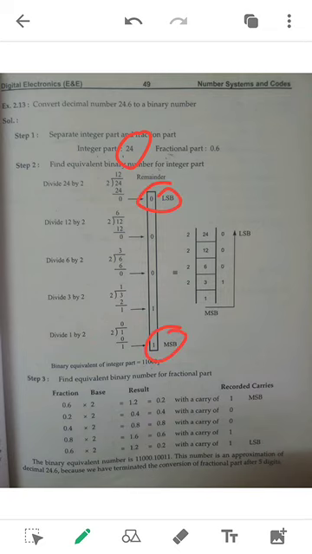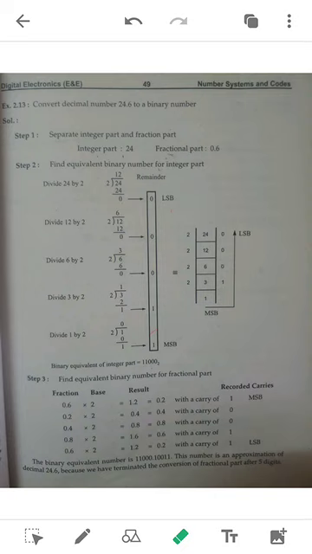So after this method, we are getting 1, 1, 0, 0, 0. Here you can see 1, 1, 0, 0, 0, base of 2. So that is the equivalent binary form of the decimal number 24. So that is the first step.